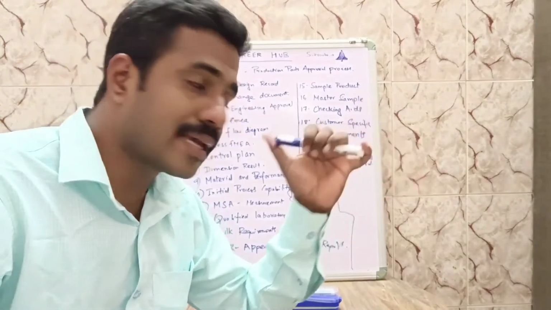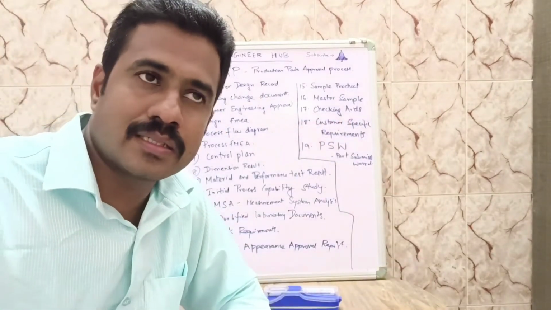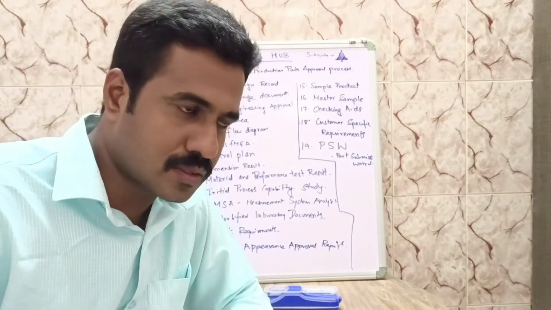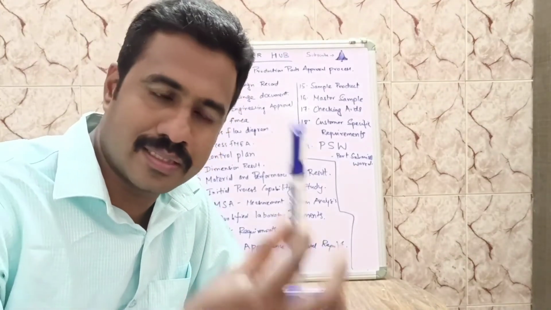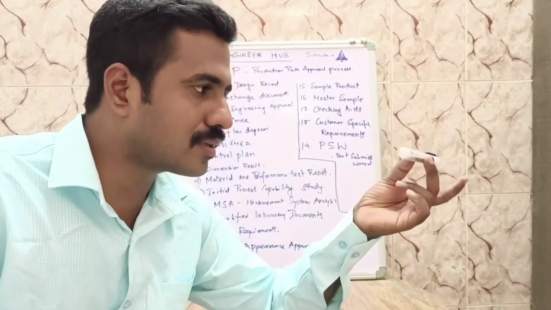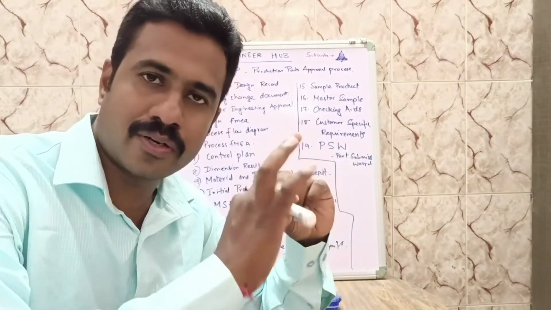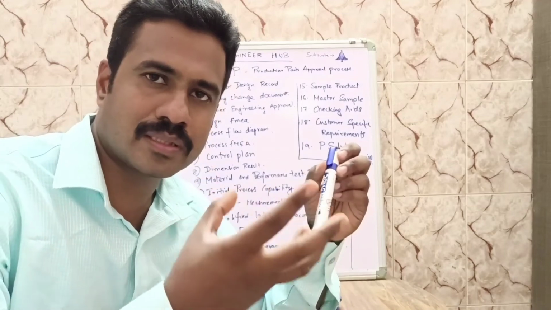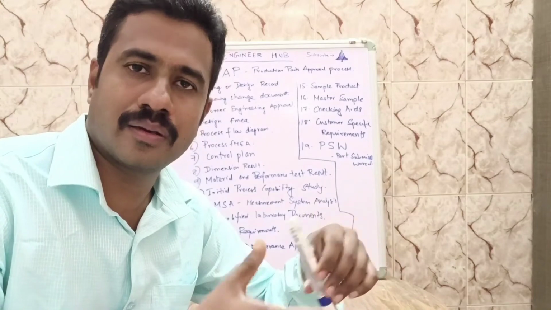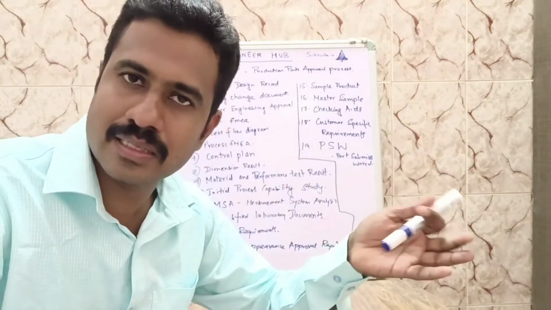Okay, so the next one is called the checking aids. What are the checking aids, and what are the instruments that you're going to use to check that product? Let me give you an example with this marker itself. This is round in shape, so I'm going to check the diameter of this product. Diameter you can check using the micrometer and vernier, and you can use a scale to check the length of the product. These things come under the checking aids.